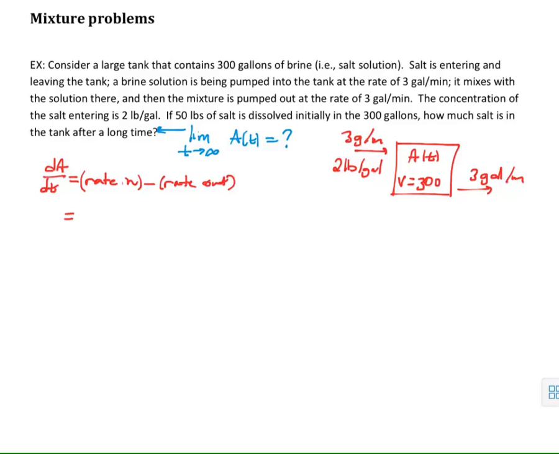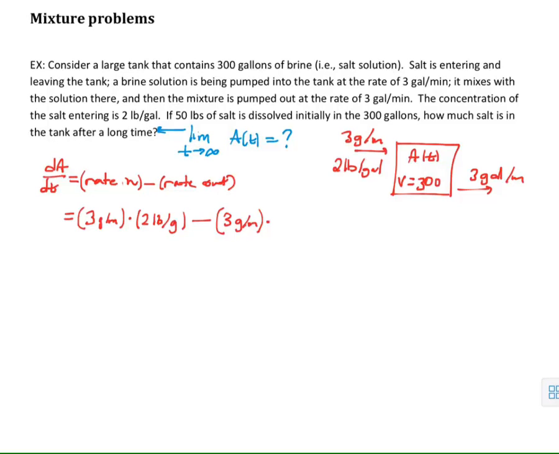The rate in is the flow rate coming in, which is 3 gallons per minute times the concentration, which is 2 pounds per gallon. And the rate going out is 3 gallons per minute. I should be writing GAL since that might be confused as grams, but I'm going to be lazy, not go correct all of that. It's gallons per minute, right?